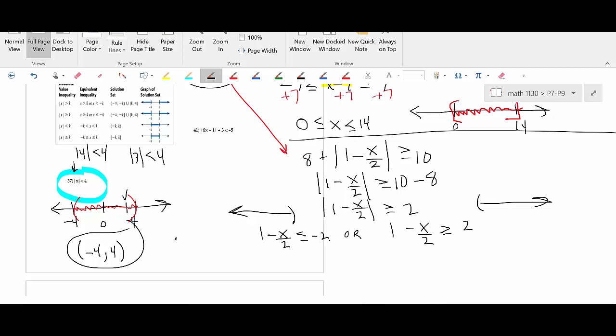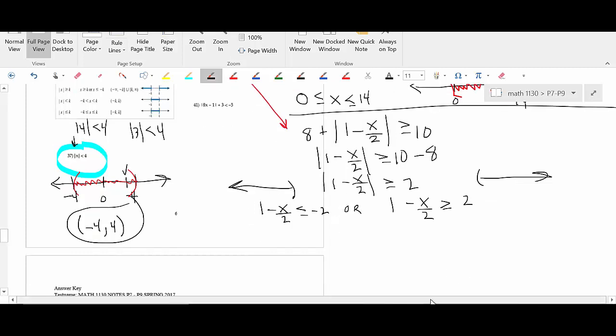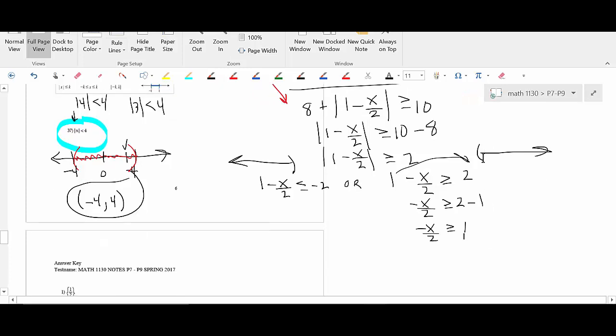Okay, all right. So let's go ahead and finish this up then. And this one right here, you got to be kind of careful on. So I'm going to move the 1. So I'll have negative x over 2 greater than or equal to 2 minus 1. That would give negative x over 2 greater than or equal to 1. Now you got to be very, very careful on this problem. Okay, well, you got to get rid of the 2, right? And you also got to get rid of the negative. The simplest way to finish this problem up is to multiply both sides by -2.